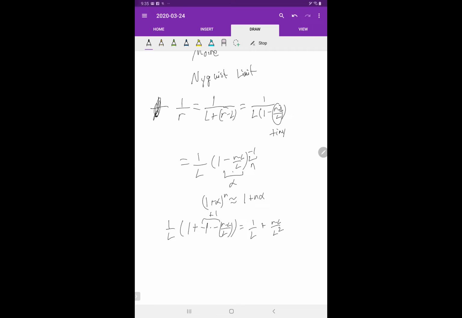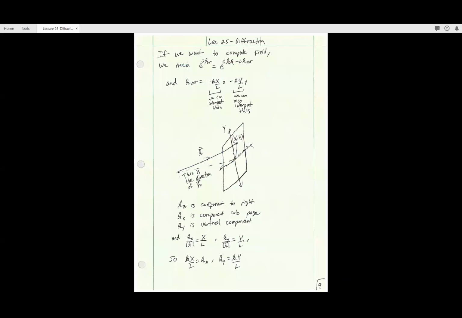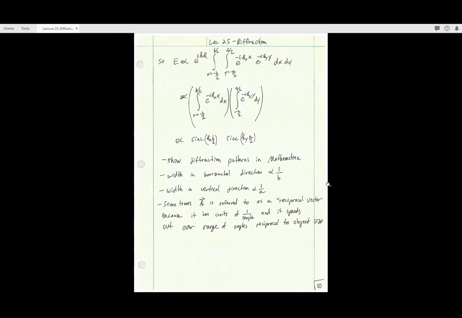And if we switch back to the other notes, then what we would be left with over here is just big Y times something tiny. It would all go away. So the end result is this. We can write the integrand as the product of e to the minus I, x component of k times x, e to the minus I, y component of k times y.